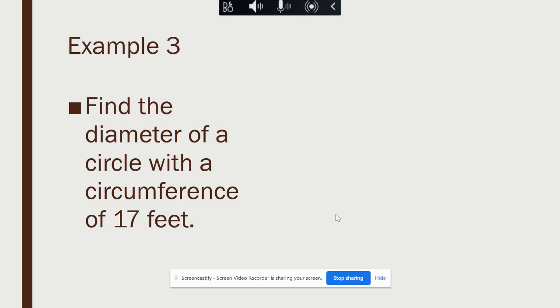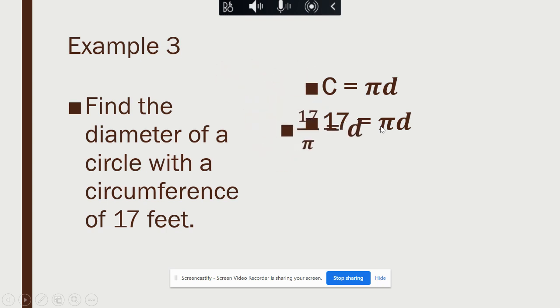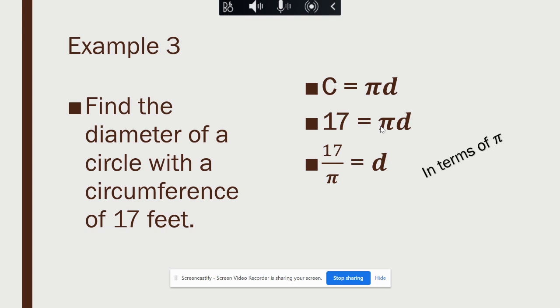Now let's find the diameter of a circle with a circumference of 17 feet. This time our problem asks for the diameter, so we can use the formula that includes the diameter. Circumference equals pi times diameter. We are given the circumference is 17, so we plug in 17 for the C. Now to solve for the diameter, we have to divide by pi. So our answer in terms of pi is 17 divided by pi, or the answer rounded would be 17 divided by 3.14, and we get 5.41 feet.